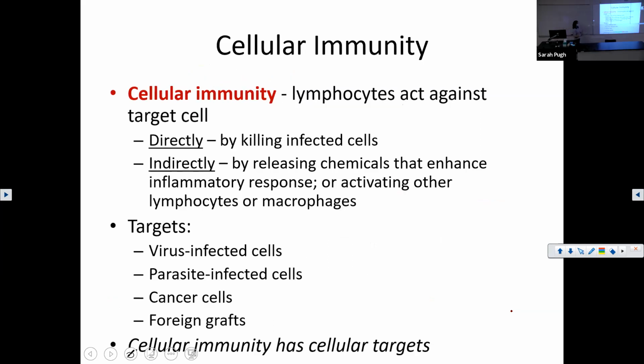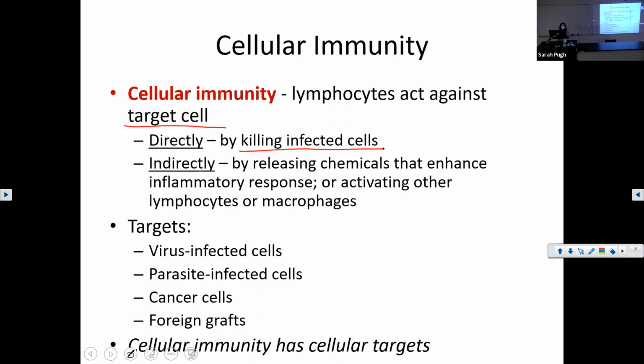Your T cells provide you with cellular immunity. So these are very different. T cells are going to target infected body cells. So these are not going after free-floating bacteria or free-floating viruses. T cells are going after a cell in your body that's already been infected by a virus. So T cells are going to kill infected cells. And then they can also activate other lymphocytes and macrophages to really help to ramp up the immune response.